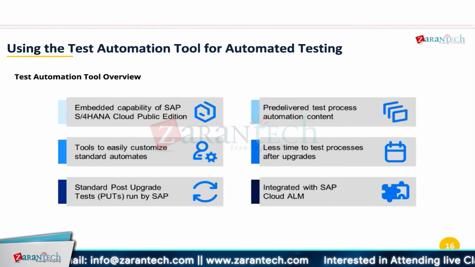Test automation tools overview: the embedded capabilities of SAP S/4HANA Cloud Public Edition. So test automation tools overview means what are the tools available. So there is an embedded capability of SAP S/4HANA Cloud Edition for automation. Pre-delivered test process automation content is available. So SAP has already provided the test process automation content. Then tools to easily customize the standard automates. So there are tools available that can easily customize your standard automation.